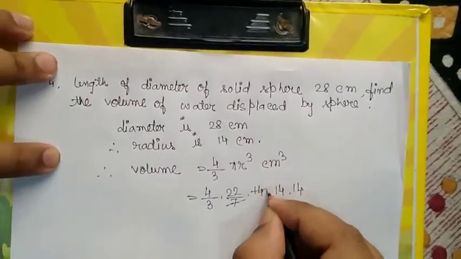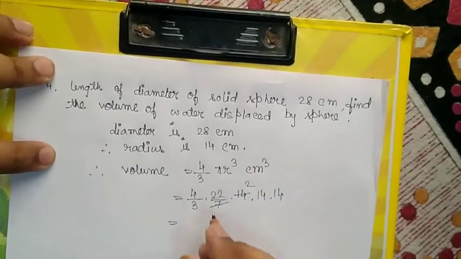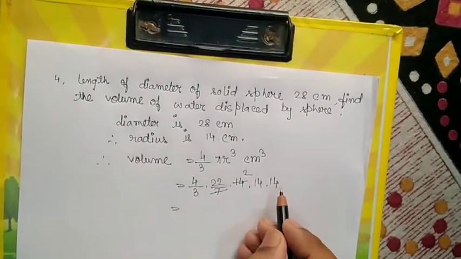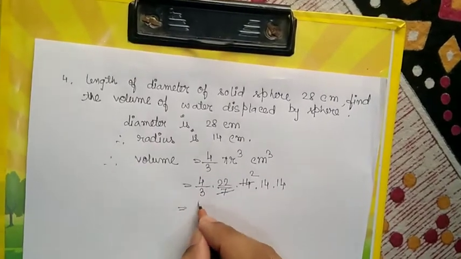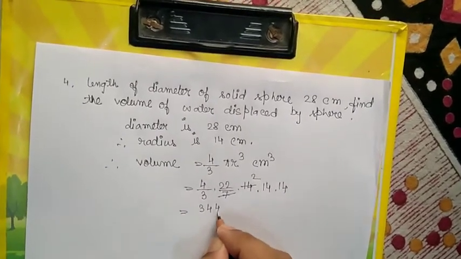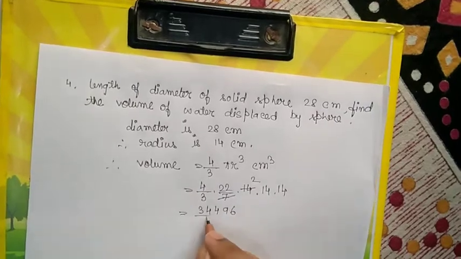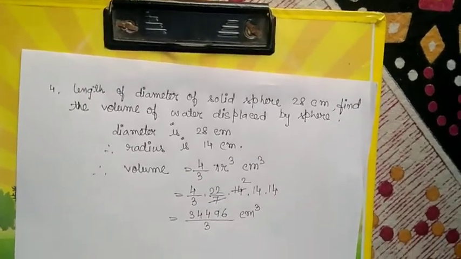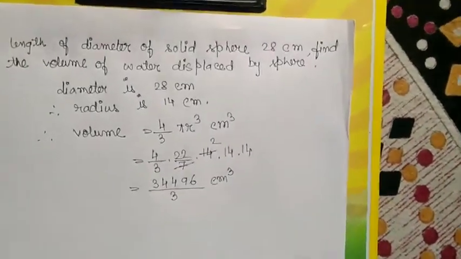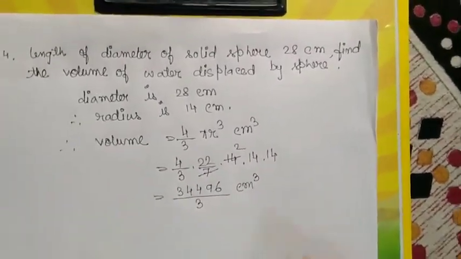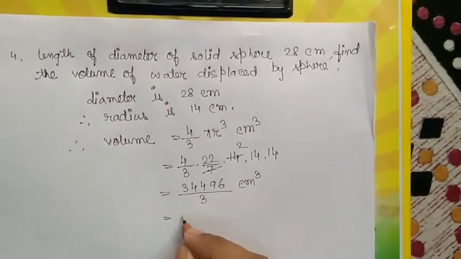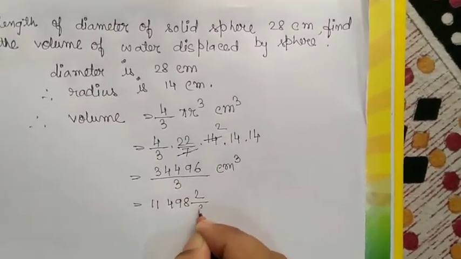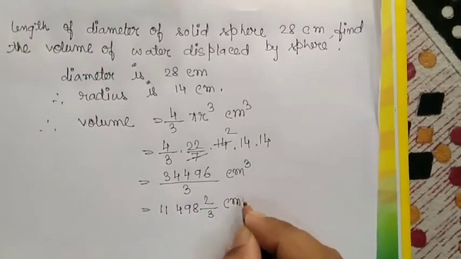Now 7 into 14, 2. If we multiply 4 into 22 into 2 into 14 into 4, therefore we get 34496 by 3 centimeter cube. If we put it into a mixed fraction, therefore we get 11498 and 2 by 3 centimeter cube. So this is the answer.